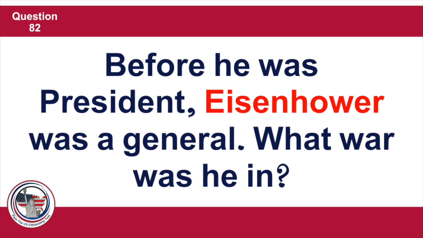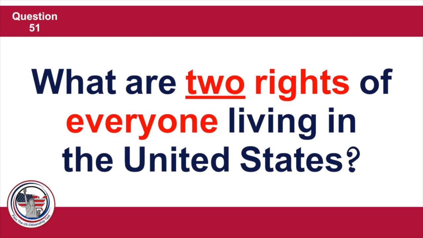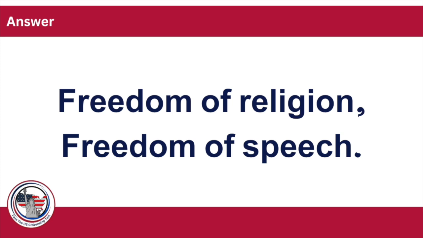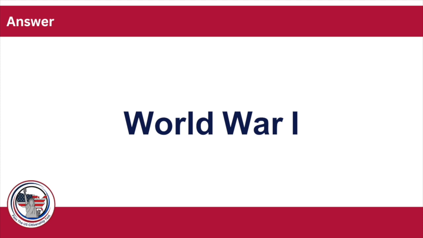Before he was president, Eisenhower was a general. What war was he in? World War II. What are 2 rights of everyone living in the United States? Freedom of religion. Freedom of speech. Name 1 war fought by the United States in the 1900s. World War I.